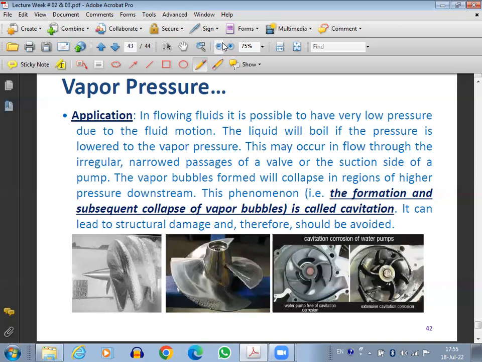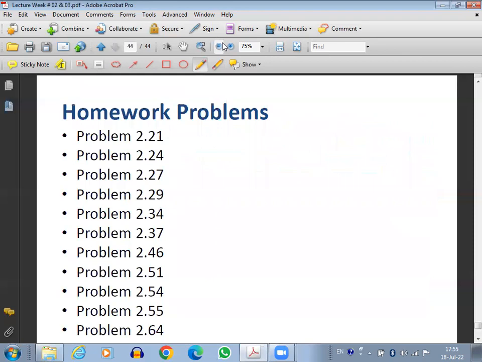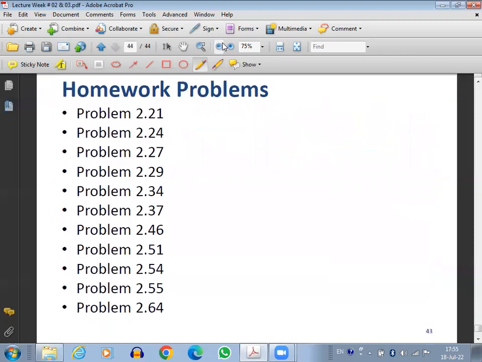Now, this is the concept of cavitation, which is explained by the vapor pressure, which is a fluid property. But I want you to go through this fluid property yourself. Study it on your own. There is no numerical associated with it. There can be a theoretical question from it in the exam, but that will be only conceptual. So with this, our chapter number 2 is finished, which is about the fluid properties.